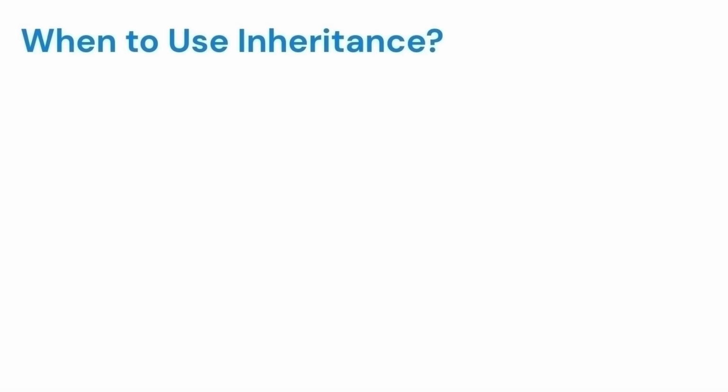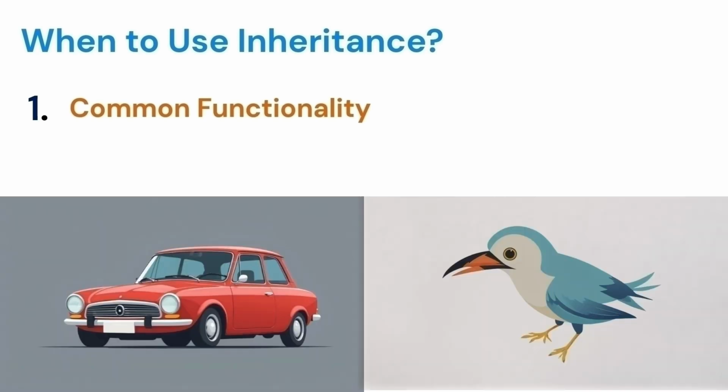Can we apply inheritance between any two classes, or is there a criterion? If so, what is that criterion? Common functionality? This is a car and this is a bird. Both have weight and color. Both can move and stop. These are common functionalities. So should we inherit a car from a bird or a bird from a car?